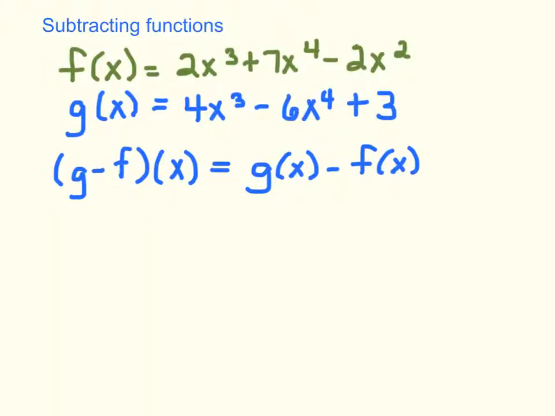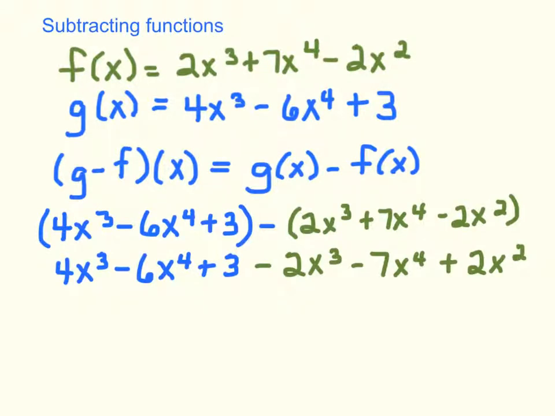Now let's do one where we subtract one function from another. F of x is equal to 2x cubed plus 7x to the fourth minus 2x squared, and g of x is equal to 4x cubed minus 6x to the fourth plus 3. The first thing to notice is that these expressions are not written from highest exponent to lowest exponent, but you're going to be careful as you do this problem to put your answer that way.